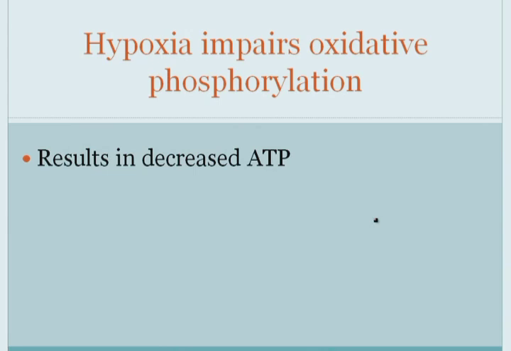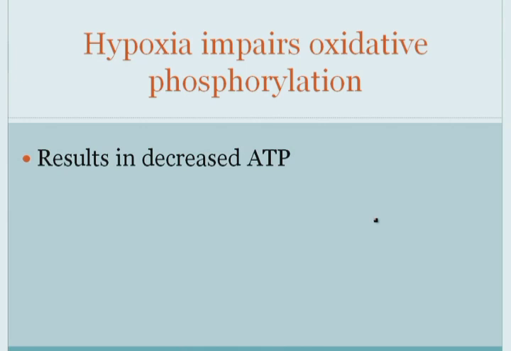Okay, now we get to the general theme of what are the consequences of hypoxia. We talked about 3 different ways by which hypoxia can occur. For example, we talked about ischemia causing hypoxia, hypoxemia resulting in hypoxia, and then decreased O2 carrying capacity resulting in hypoxia.